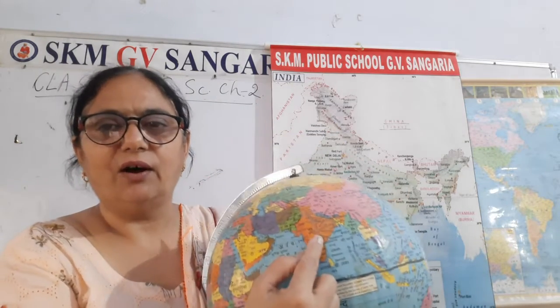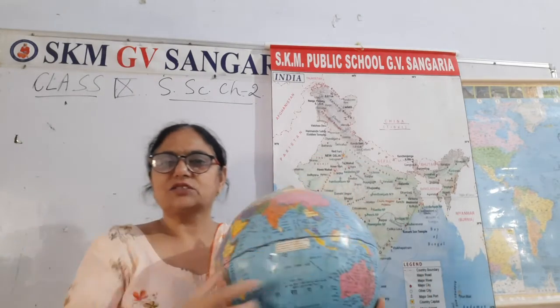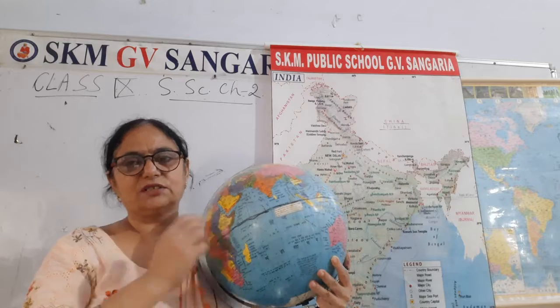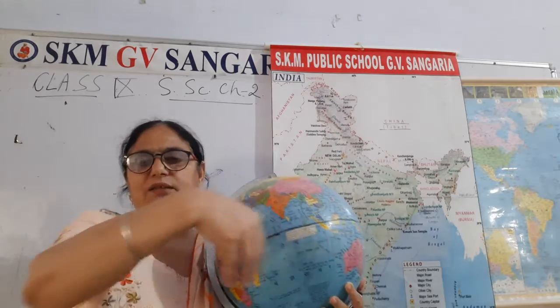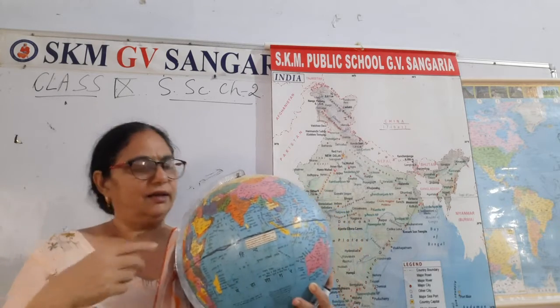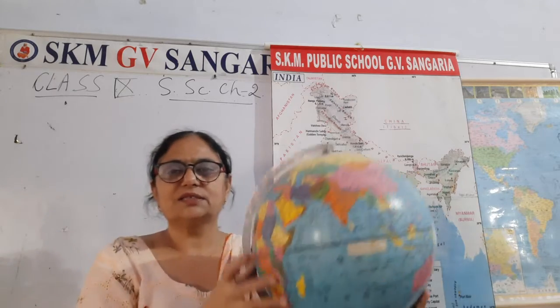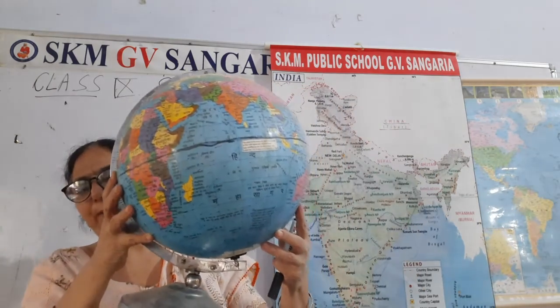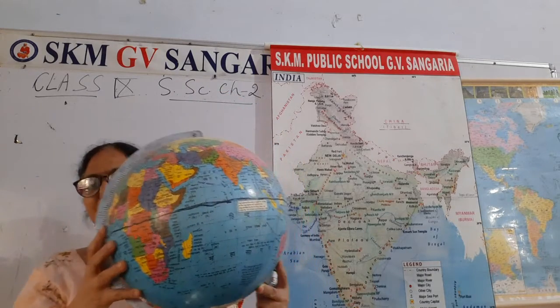This is India on the globe and its equator. As we have studied in our previous lectures, the equator divides the whole earth into two equal halves. Right? This upper one is the northern hemisphere and this lower one is the southern hemisphere.